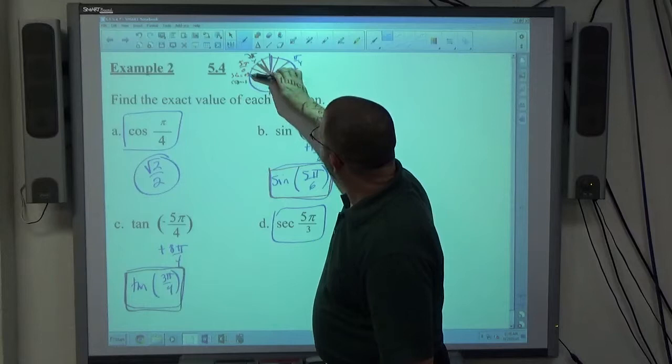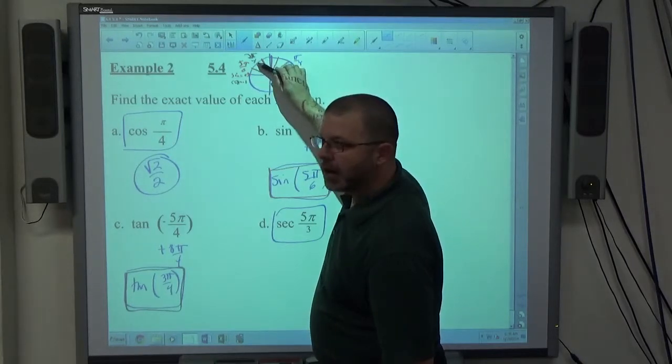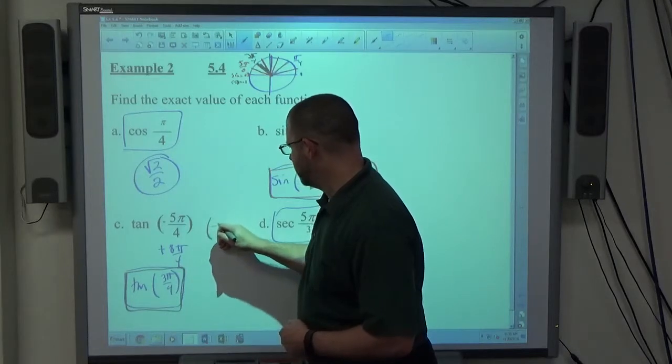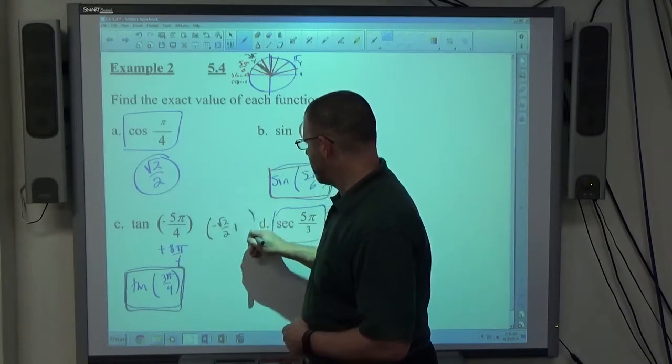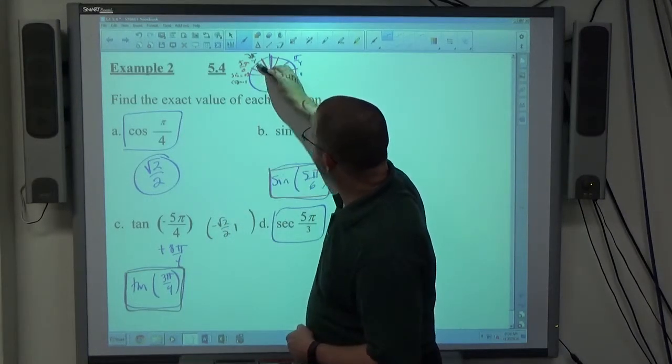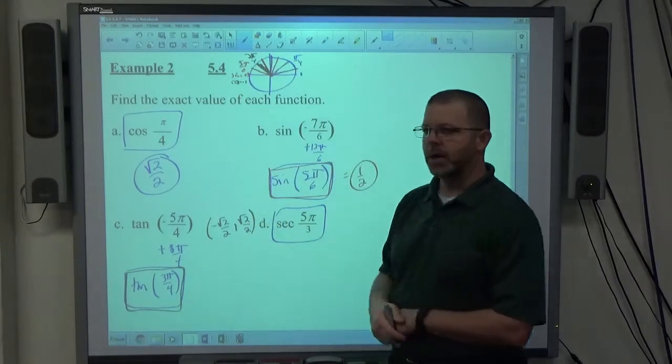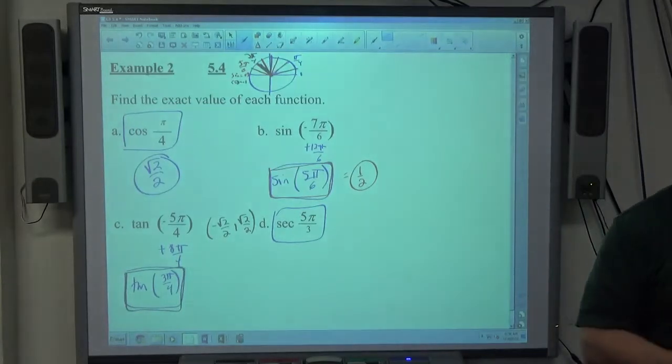So I'm going 2 steps backwards from -1, so that's negative square root of 2 over 2 for cosine. And I'm going 2 steps up from 0, 1/2 square root of 2 over 2. That's what I get for sine. So again, I get my cosine and sine values.